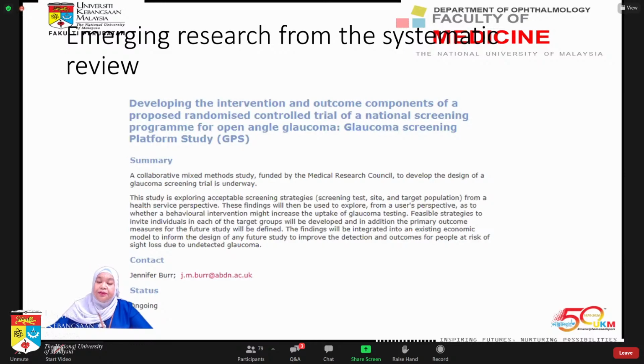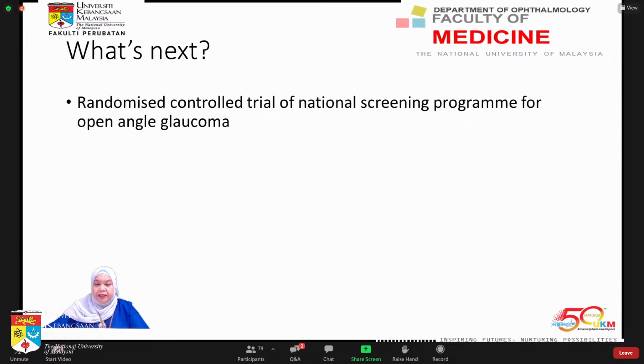Okay. So imagine from a grant with all the systematic reviews, they recommended a randomized control trial, and they have an emerging study, another randomized control trial, to look at how you develop the intervention and outcome components of the proposed randomized control trial for a national screening program. So that means from a systematic review, it has gone to a bigger question, and this has generated a lot of questions.